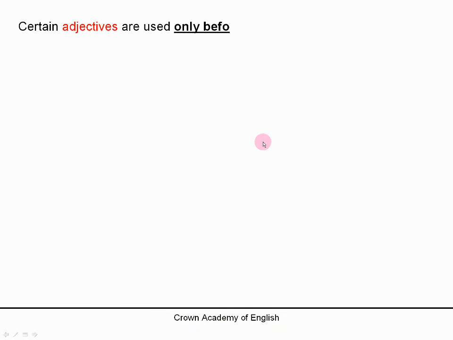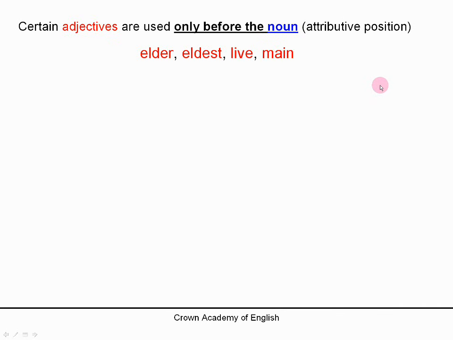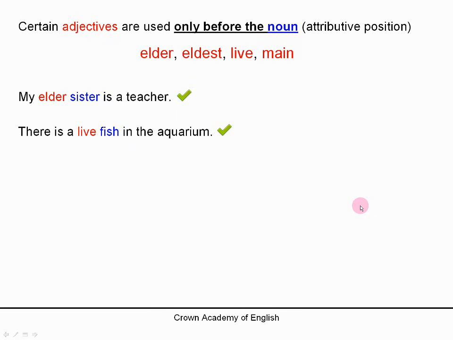So certain adjectives are used only before the noun in the attributive position. And I have given you the four most common examples. Okay, there aren't many examples, and these are the common ones. Elder, eldest, live, and main. Example: my elder sister is a teacher. There is a live fish in the aquarium. I crossed the main road.